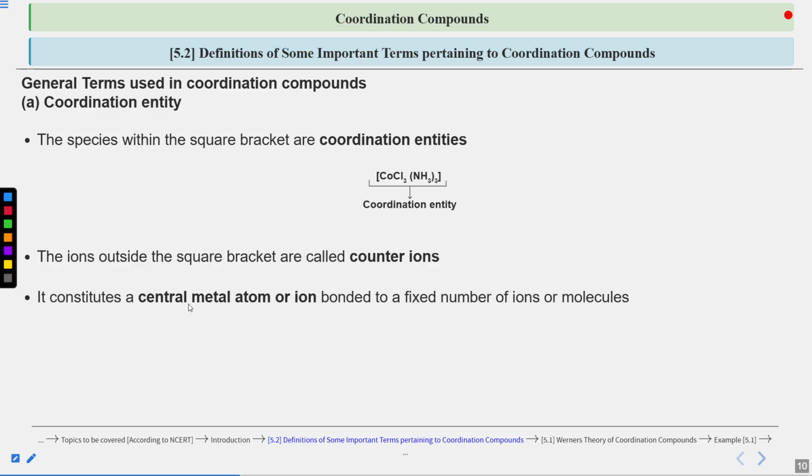The coordination entity constitutes a central metal atom or ion bonded to a fixed number of ions or molecules. In this diagram, you can see cobalt is the central metal atom present in the coordination entity, and the central metal atom is bonded to a fixed number of ions or molecules. In this case, cobalt is bonding with 3 chlorine and 3 ammonia molecules. So cobalt is bonding with a fixed number of ions or molecules.